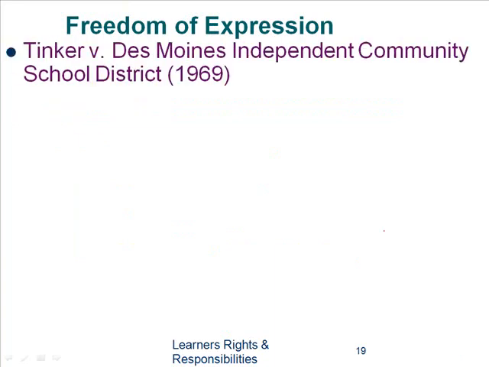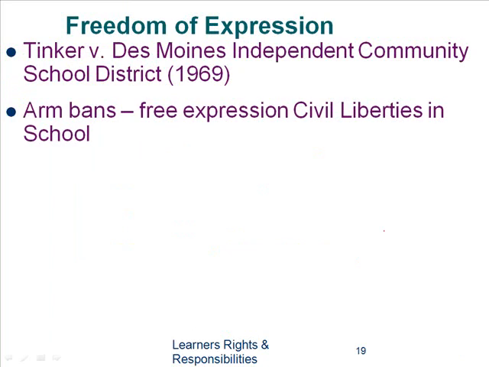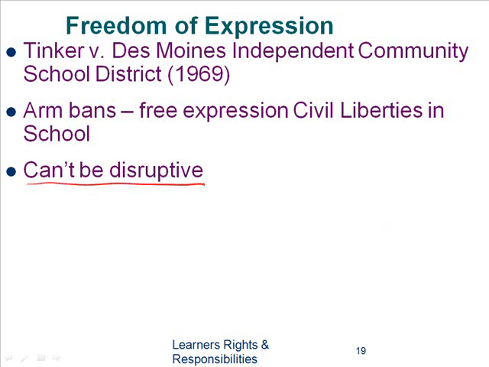Okay, let's look at freedom of expression. What was this one about? Tinker versus Des Moines? Anyone? Oh, that's right, the black armbands. Free expression of civil liberties in school. And it can't be disruptive, and this is where that changed. The courts found, hey, you have these constitutional rights as anybody else, but schools enjoy a special protection that other areas don't, because they're challenged to run an educational system. So therefore, you have all these rights until it becomes disruptive.